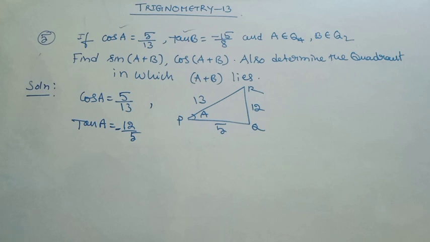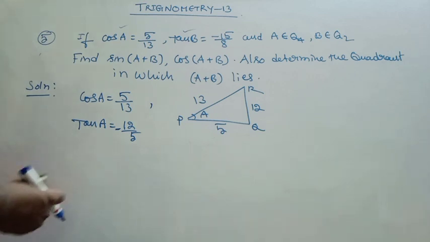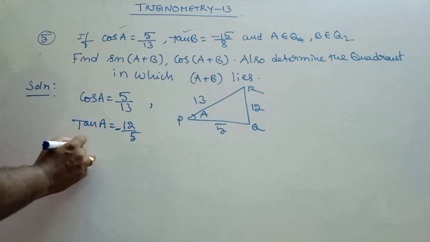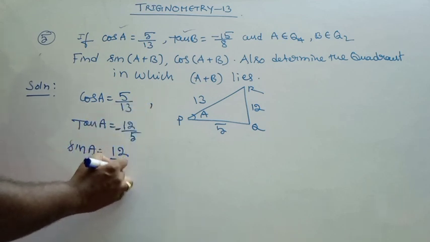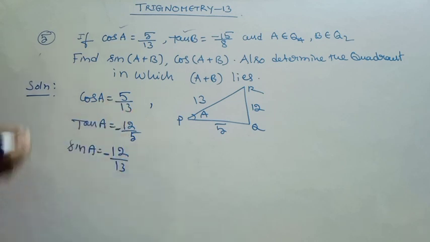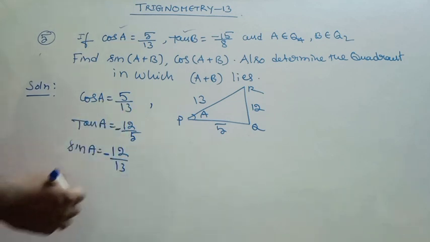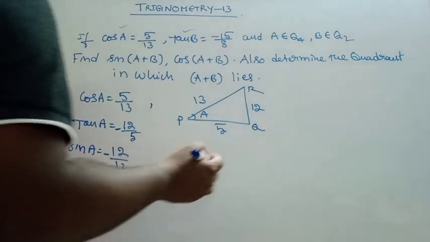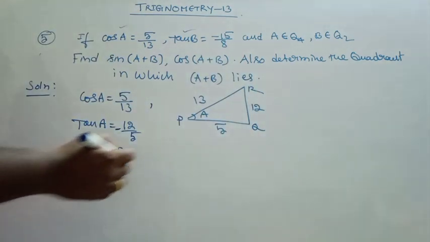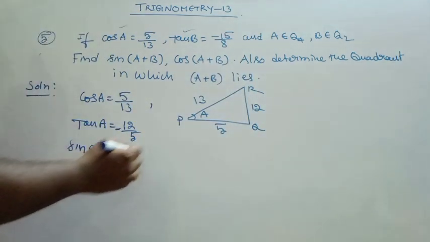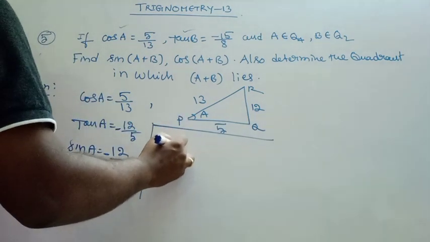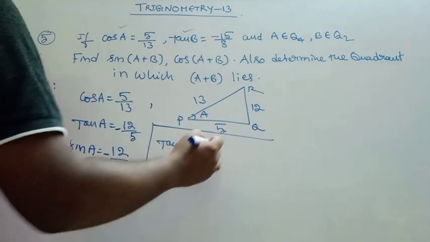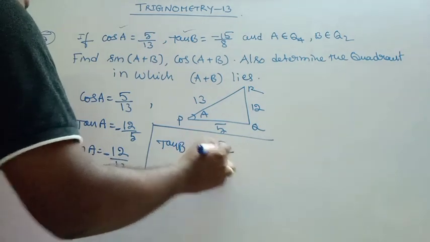We need to find what? Sin of A plus B and cos of A plus B. Tan A will be negative and we also want sin A. Sin A, if you get it, is nothing but 12 by 13, and that is also negative. Fine. Wonderful. Next, in the same way, we take tan B. They have given tan B here like this. Tan B is equal to minus 15 by 8.